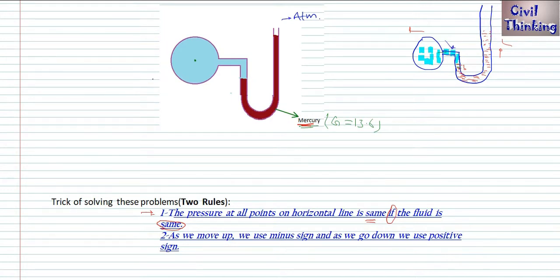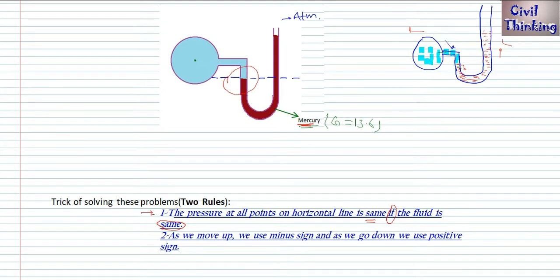Let me use this color. Let's say I'm drawing a straight line here. Okay, assume this to be a straight line. Now look at this point. Try to carefully observe this point here.